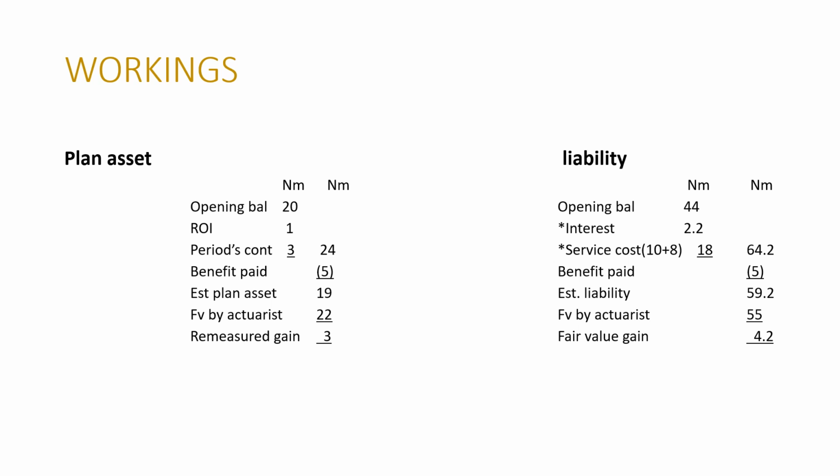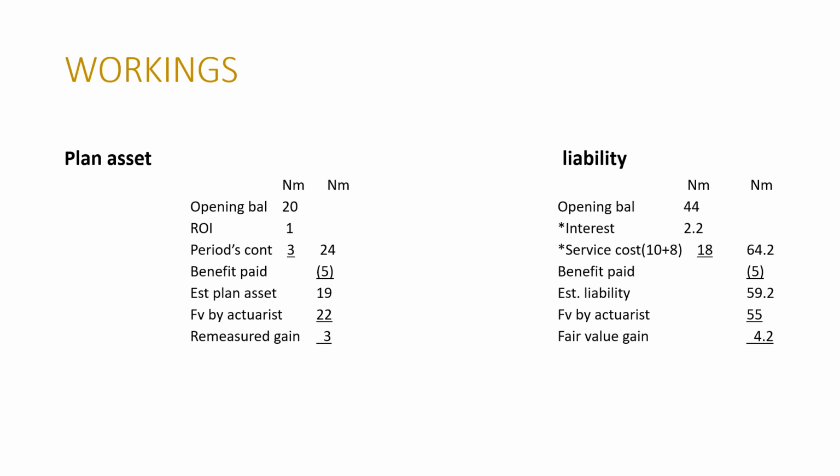And our estimated liability now became 59.2 million naira. However, based on IAS 26, we also invited the actuary to give us a valuation, which he valued our liability at 55 million. Now, understand this. You thought you are owing 59.2 million, and an expert came to say, no, your debt is actually 55 million. So have you gained or you have lost? So you find out that it's a fair value gain of 4.2 million.